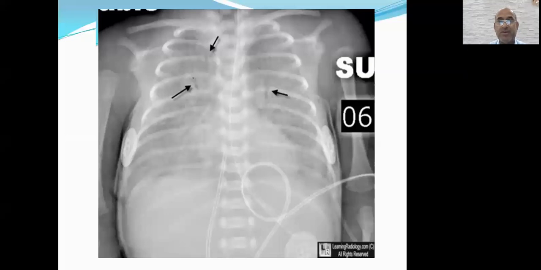This is a picture of a neonate with respiratory distress syndrome, of course, severe type. In this X-ray, we can see air bronchogram, as the 3 arrows show, plus what we call ground glass appearance of both lungs, of course, uniform, involving both lung fields.